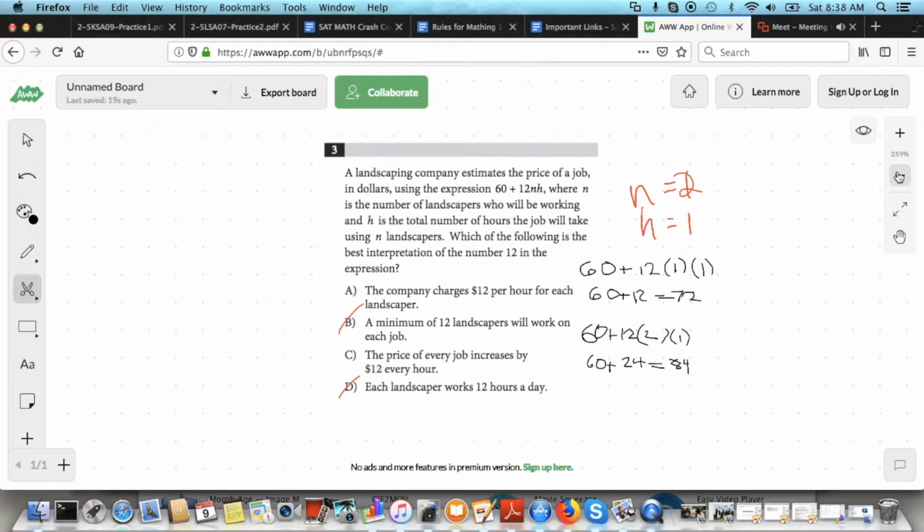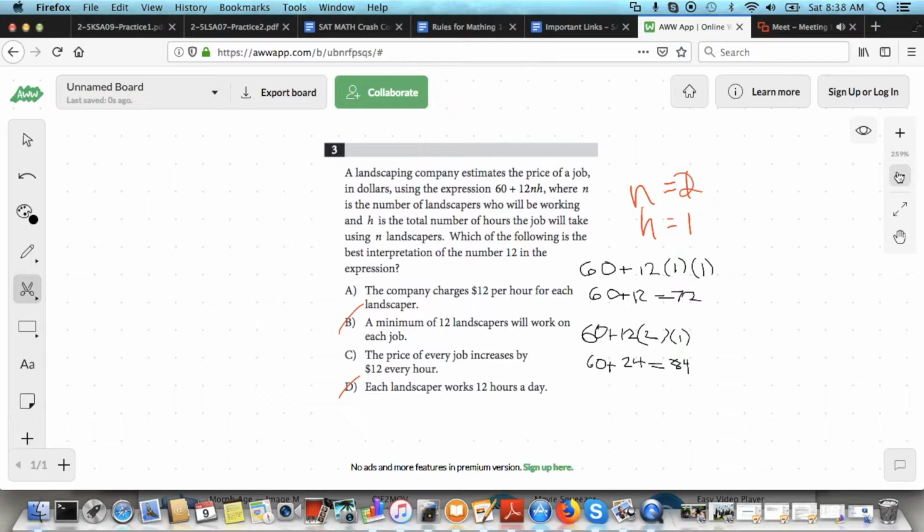I wasn't sure about this one. Yeah, no problem. The company charges $12 per hour for each landscaper. How many landscapers did we have in the second example? What was the end value in the second example? In the second one, you plugged in right here. What was the end value?